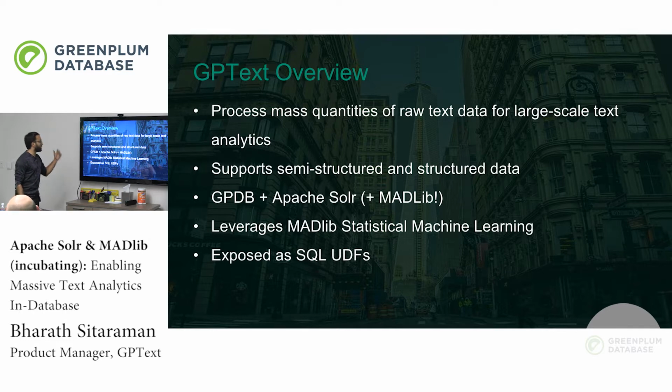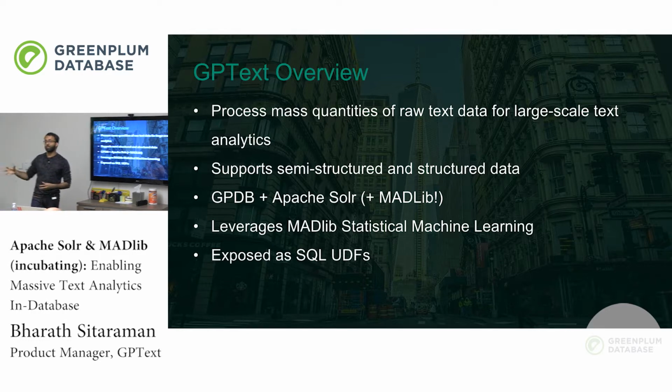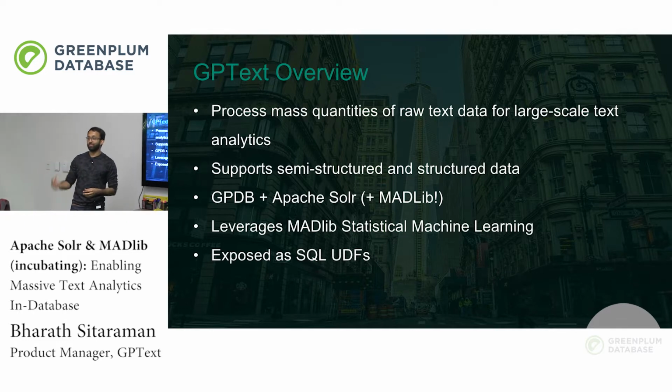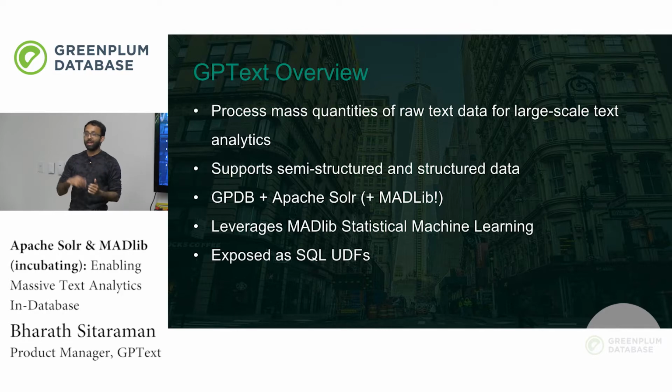So we can process mass quantities of raw text data for large-scale text analytics. You can support the semi-structured and unstructured text. So you can search across an individual text body that's in one column and then filter by the other columns. So you can say, I want to search for these terms, but I want to filter by all documents that appear only in the last 2 months and were authored by X user. So you have that join between the structured and unstructured data.